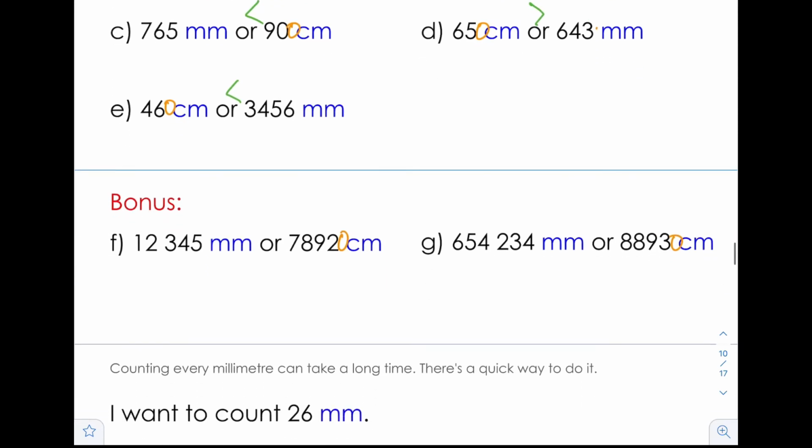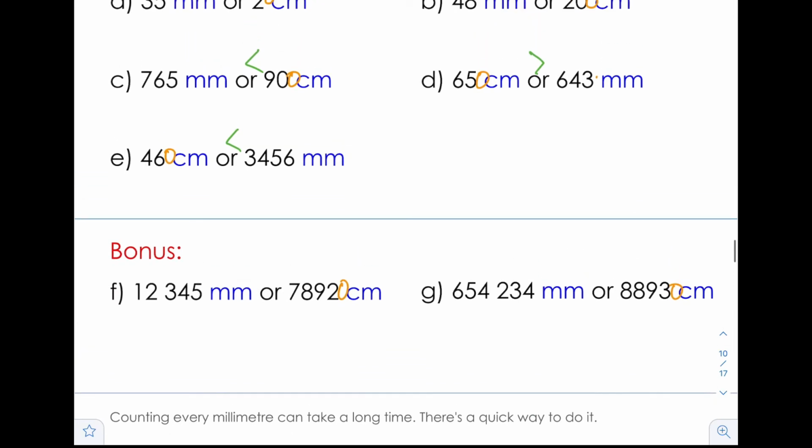3,456 is greater there. Here I've got 78,000 compared to 12,000, so 78,000 is more. And here I've got 654,000 compared to 88,000, 654,000 is greater.